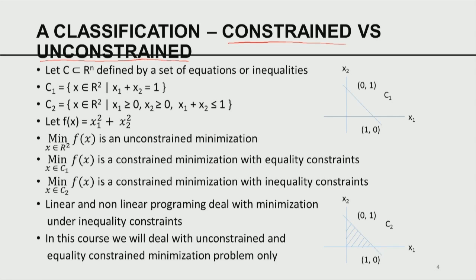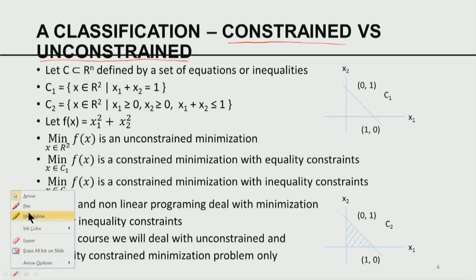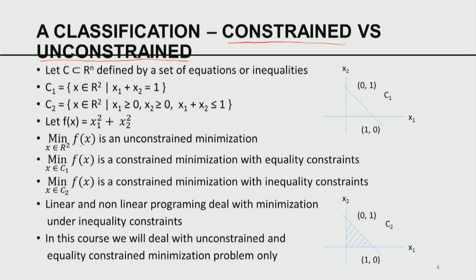So what is an unconstrained minimization problem? An unconstrained minimization problem is stated like this. Given f of x, minimize with respect to all points x in R square. There is no constraint, you can go anywhere, wherever it leads to. That is called an unconstrained minimization problem.